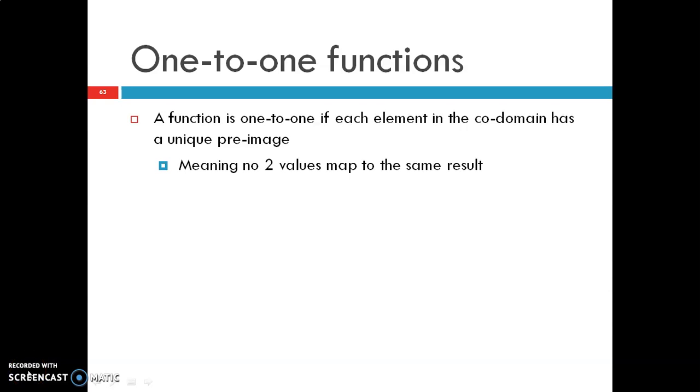Let's see some examples of one-to-one functions. A function is one-to-one if each element in the codomain has a unique pre-image, meaning no two values map to the same result.